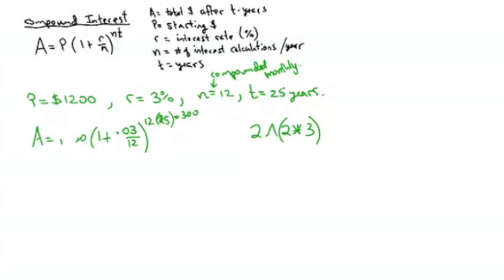And then the fancy calculators, you can just type it in exactly the way it looks. 1,200 parentheses, 1 plus 0.03 divided by 12 parentheses, caret for the exponent, 300. What do you get? 2,538.32.